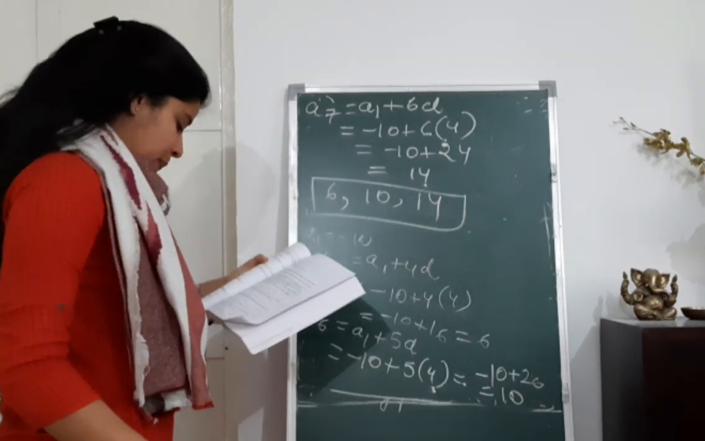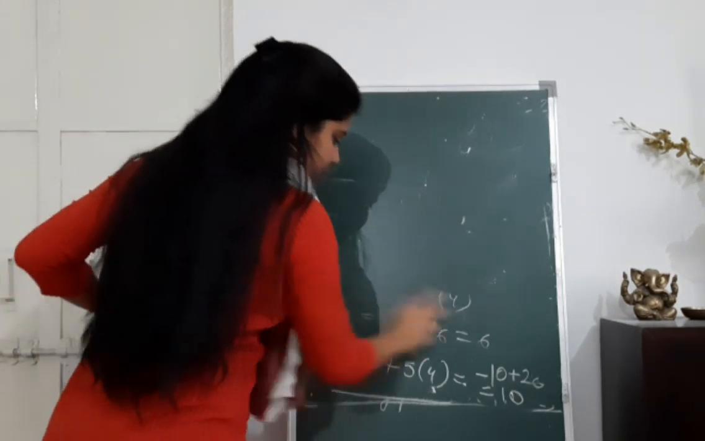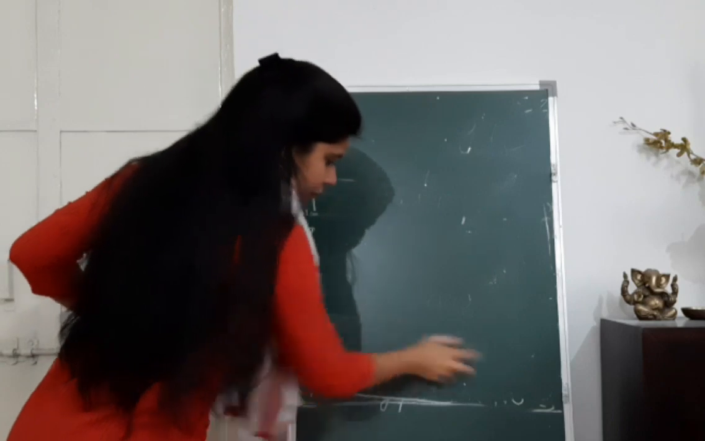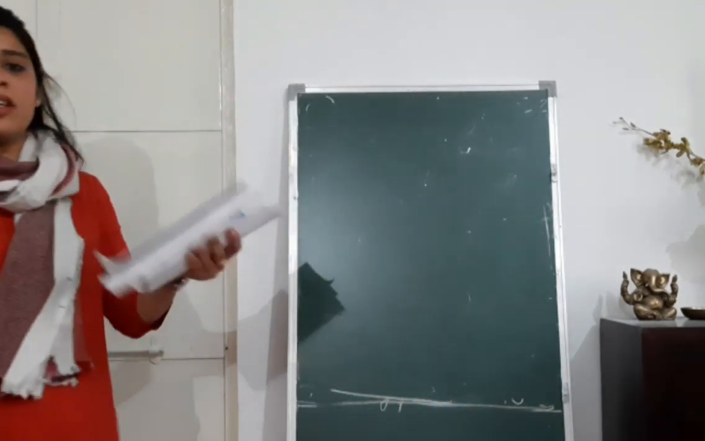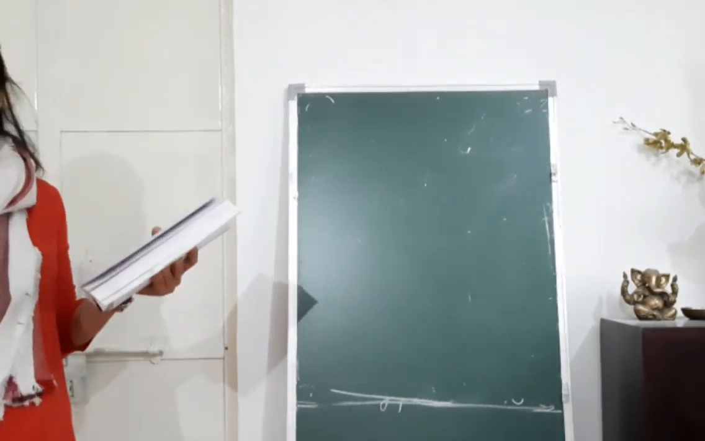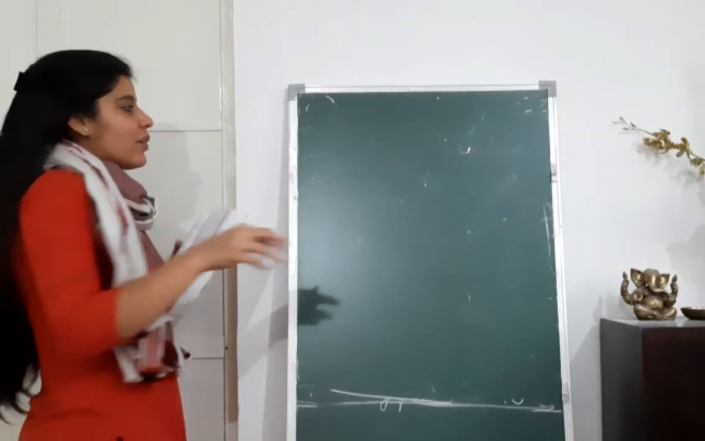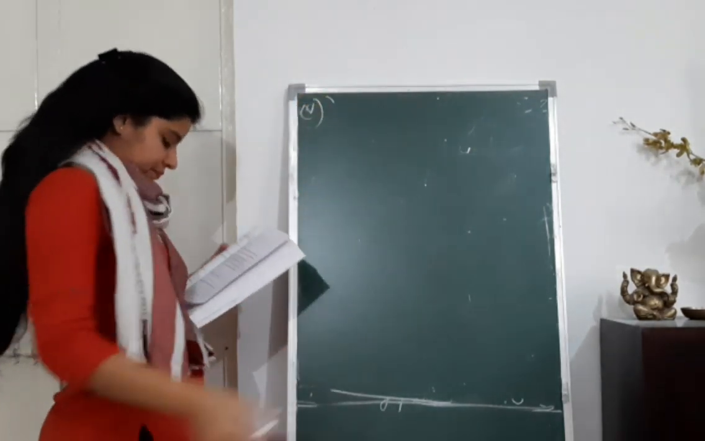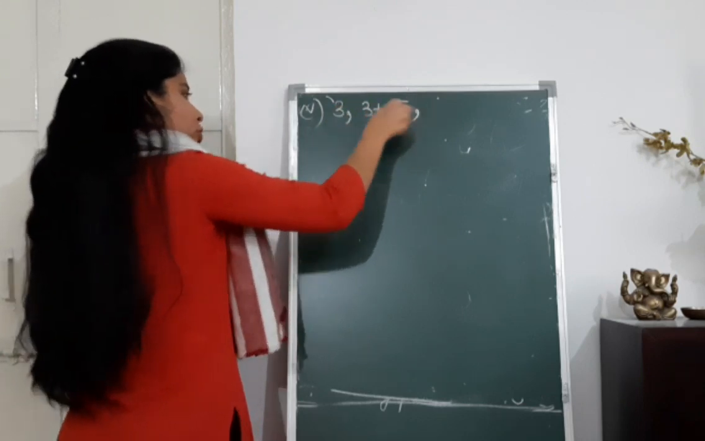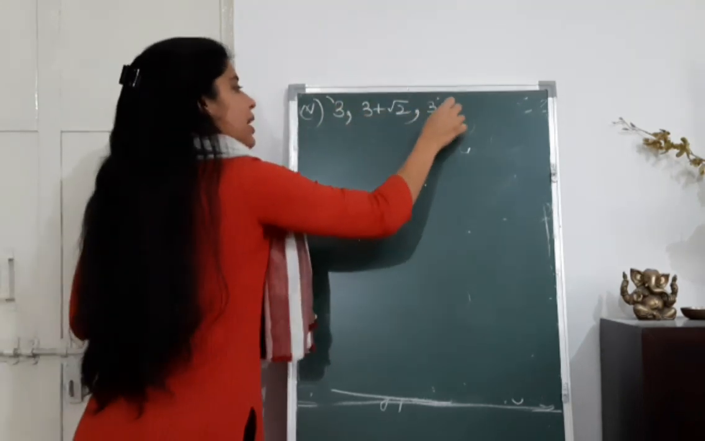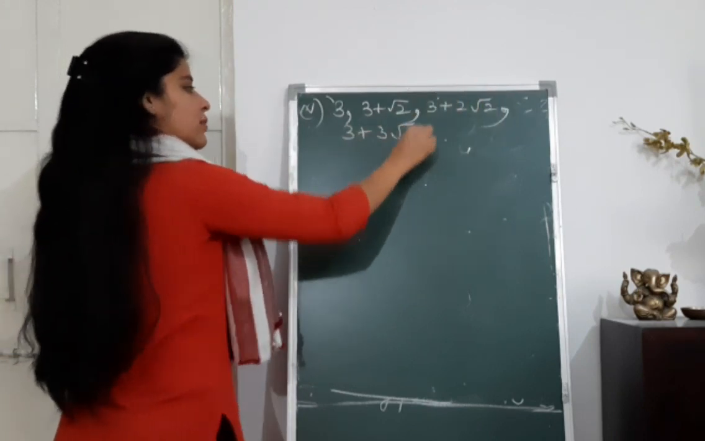Let's move to 5th part of this question. See, now 5th question is simple, but its representation can be slightly difficult for children as it is dealing with both rational and irrational number, right? So 3 plus root 2, 3 plus 2 root 2, and then what it is? 3 plus 3 root 2.